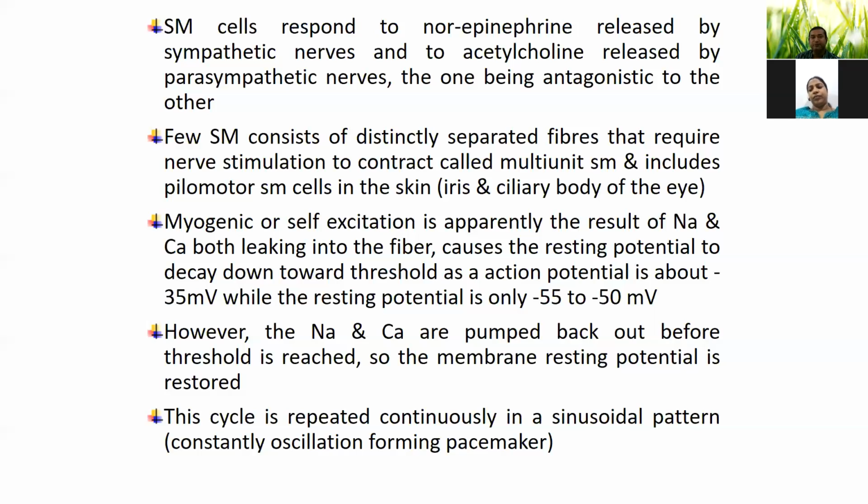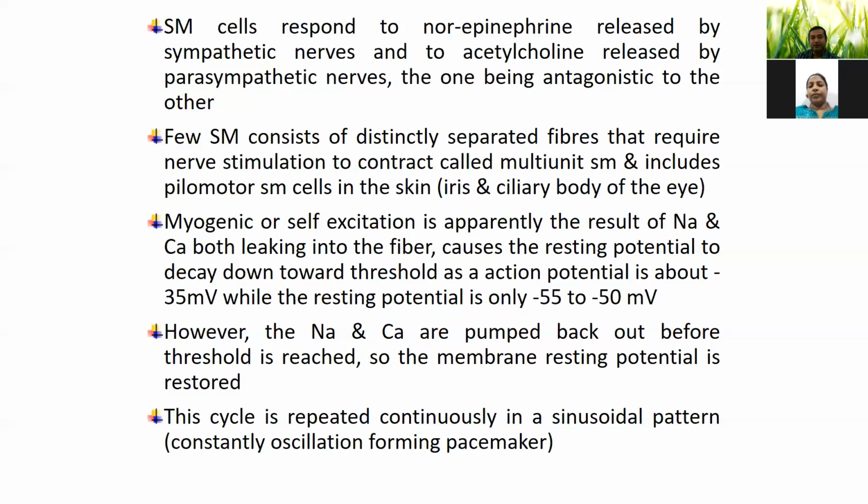Basically, a few smooth muscles consist of distinctly separated fibers that require nerve stimulation to contract. That is called multi-unit smooth muscle, and it includes pilomotor smooth muscle cells, especially in the skin, iris and ciliary body of the eye.